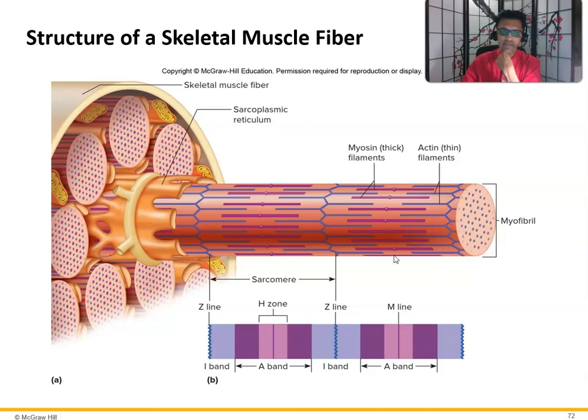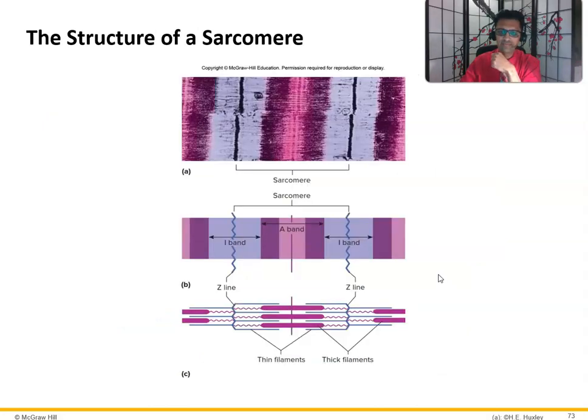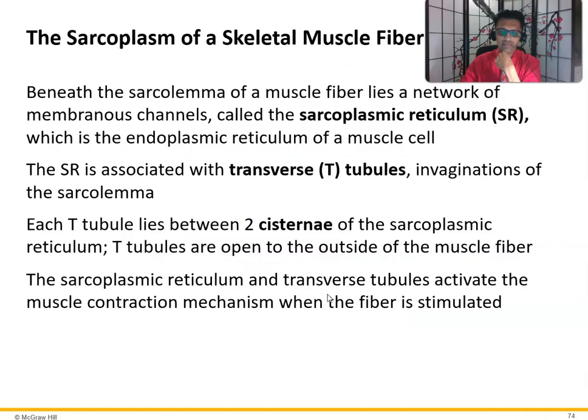Okay? So just to reiterate, a myofibril is made up of a bunch of sarcomeres. One sarcomere is from Z line to Z line, and in between there you have actin and myosin. So here's a sarcomere. Okay, here's the Z line. Right in the middle is called the M line.